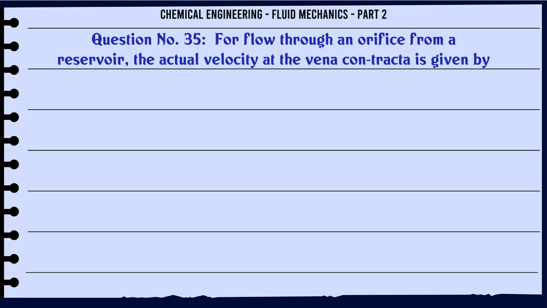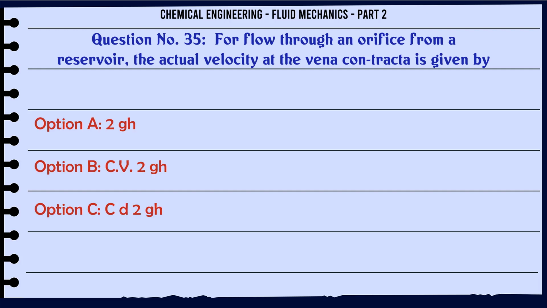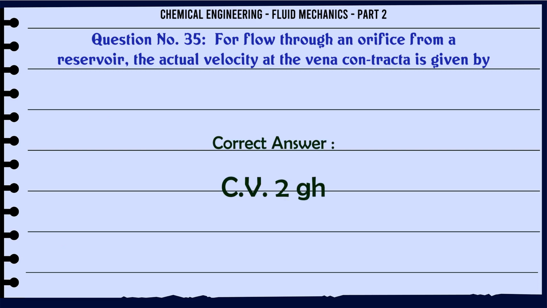For flow through an orifice from a reservoir, the actual velocity at the vena contracta is given by A. √2gh, B. CV√2gh, C. CD√2gh, D. CC√2gh. The correct answer is CV√2gh.